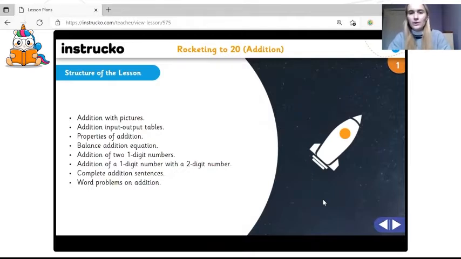So today we're going to be doing addition and our lesson is called Rocketing to 20. In today's lesson, we're going to be looking at lots of different ways and strategies to add up to 20. So we'll be looking at pictures, bar models, input-output tables, and addition sentences.